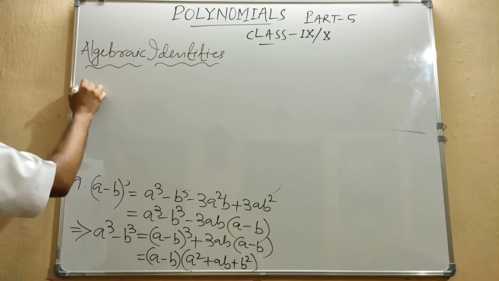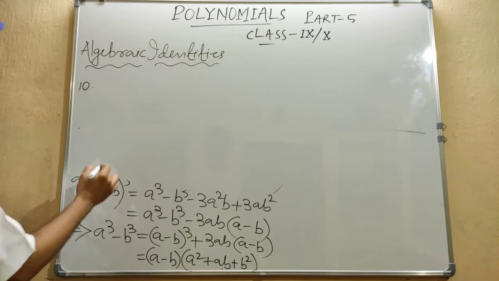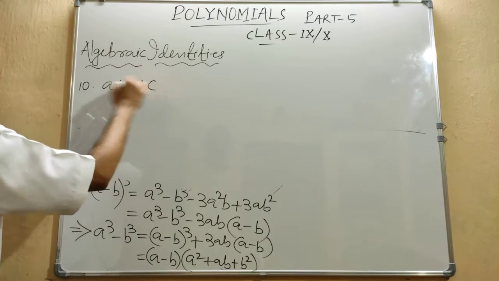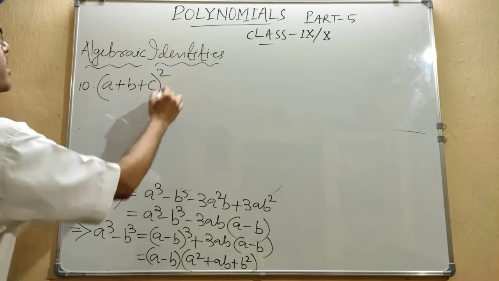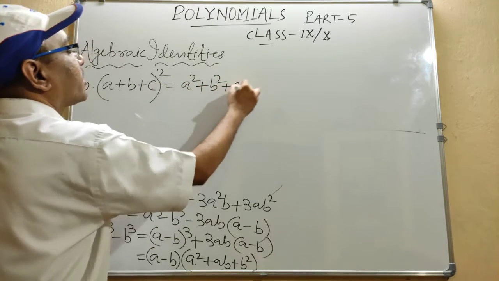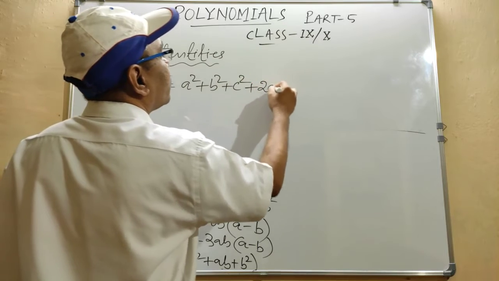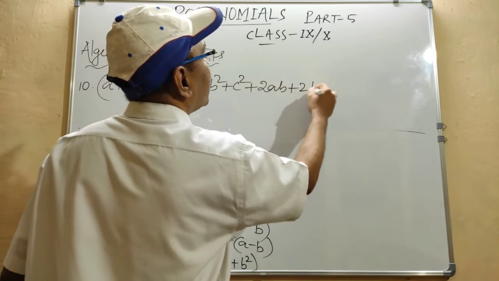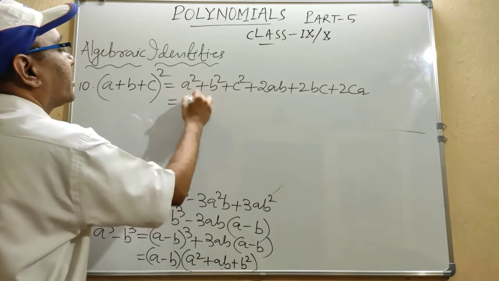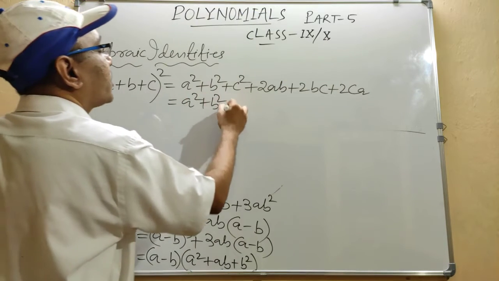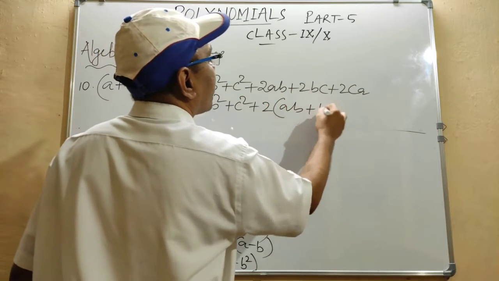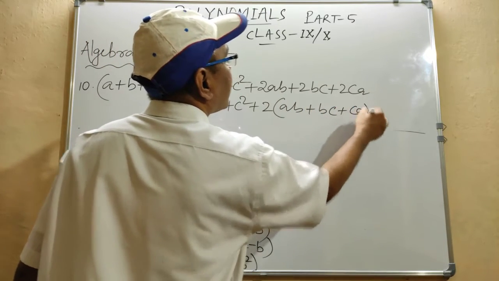Number 10: (a plus b plus c) whole square will be a square plus b square plus c square plus 2ab plus 2bc plus 2ca. Or you can also write it as a square plus b square plus c square plus 2 common, (ab plus bc plus ca). Okay.